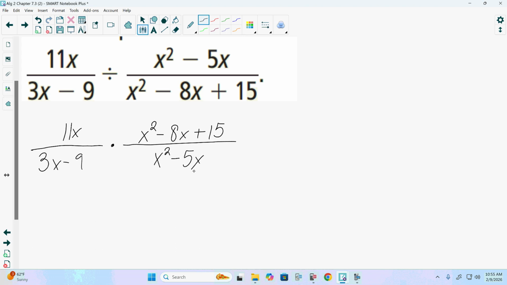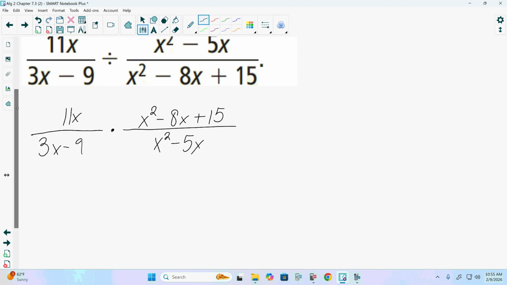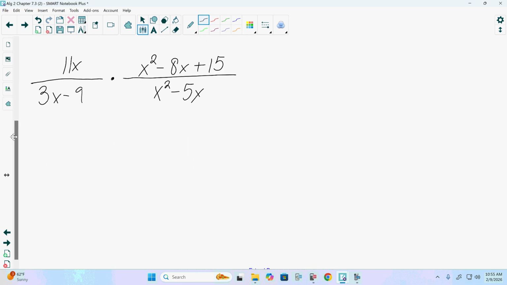We keep the first one the same. We change the second one from division to multiplication and flip the second. Giving us 11x over 3x minus 9, didn't change. But now we're multiplying it by x squared minus 8x plus 15 over x squared minus 5x. Now we're going to factor and simplify.